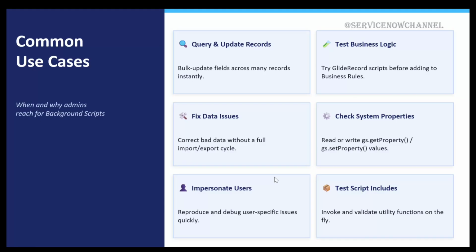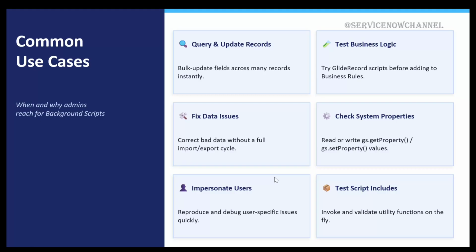Next we have check system properties. As said before, you can check system property values by using background scripts. For example, if there is a system property, you need to check what value is there in that system property.